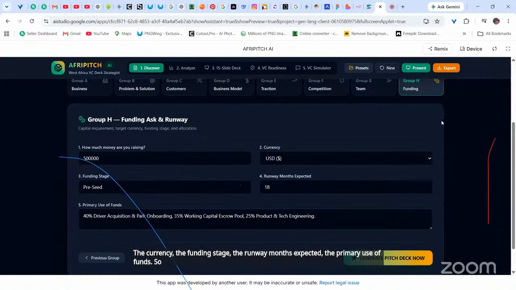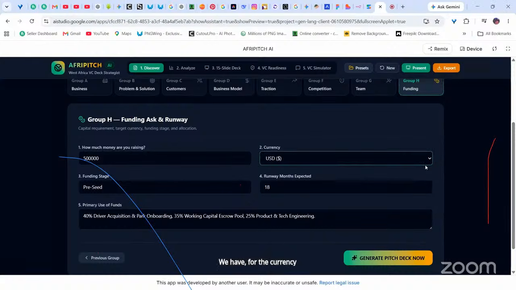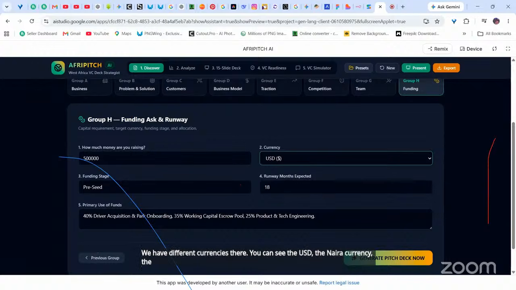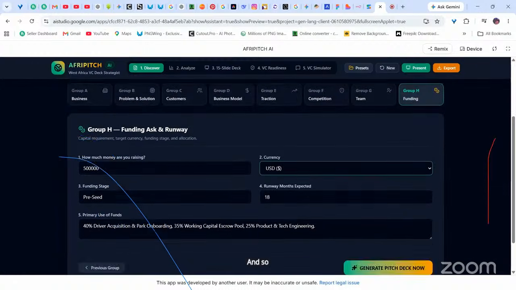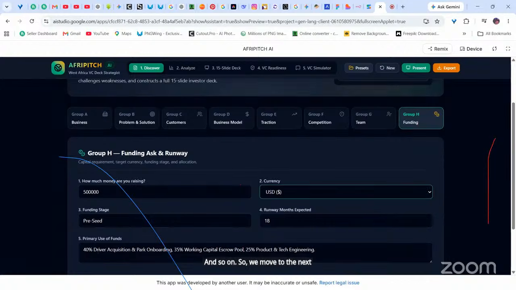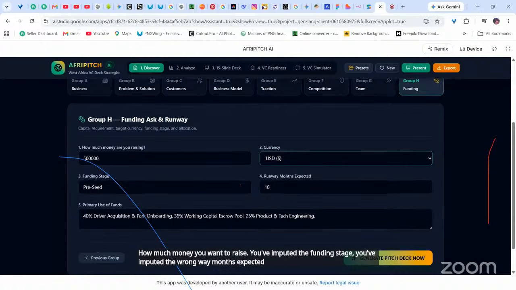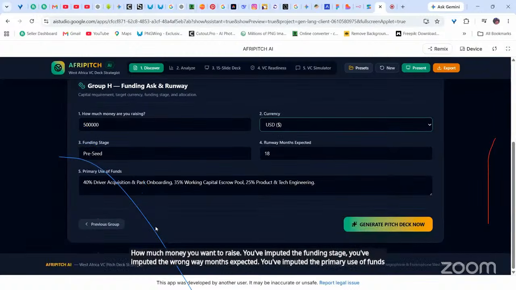For the currency, we have different options there. You can see the USD, the Naira, the Ghana cedis, the Euro, and the CFA XOF, and so on. Before all of this, you've already input how much money you want to raise, the funding stage, the runway months expected, and the primary use of funds, as you can see here on our slides.